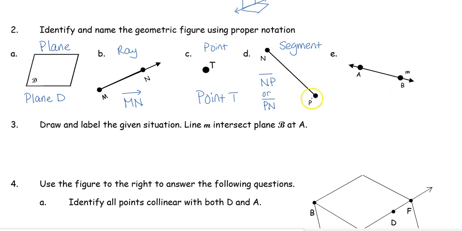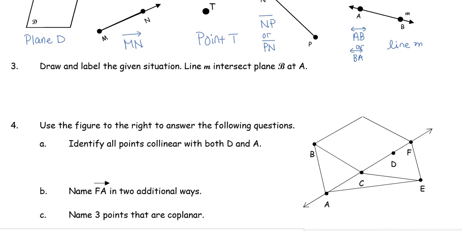In E, it looks very similar to D, but because I have added those arrows on the end, it's never stopping in either direction. So I could say that this is going to be line AB, and I have the correct notation above, or I can switch it and put BA. It doesn't matter the order of your letters. And then I see this M over here. I could also name this line M. That's a lowercase cursive letter.